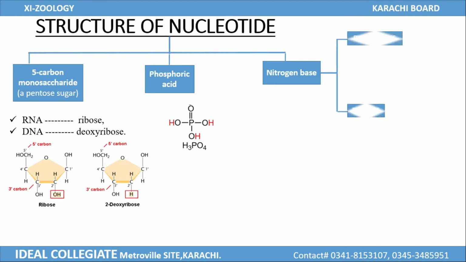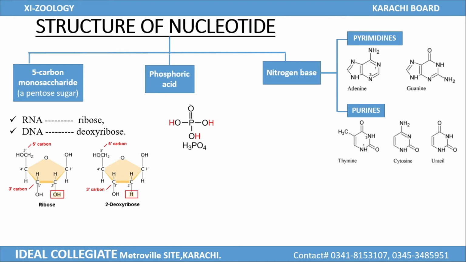Nitrogen bases are of two types: pyrimidines and purines. Pyrimidines are also known as two-ring nitrogen bases, and they are of two types: adenine and guanine, while purines are also known as single-ring nitrogen bases, and they are of three types: thymine, cytosine, and uracil.